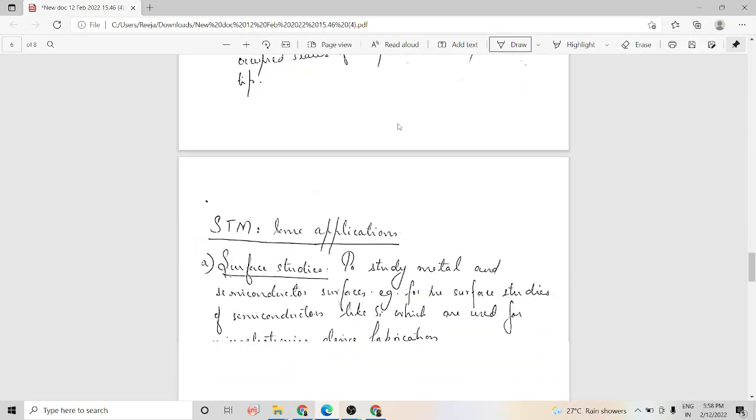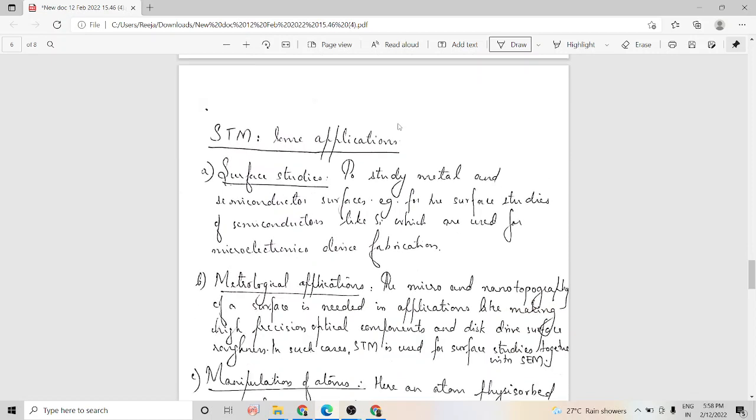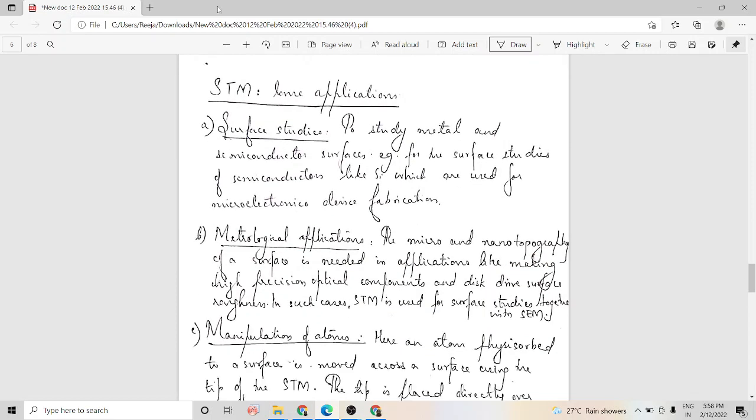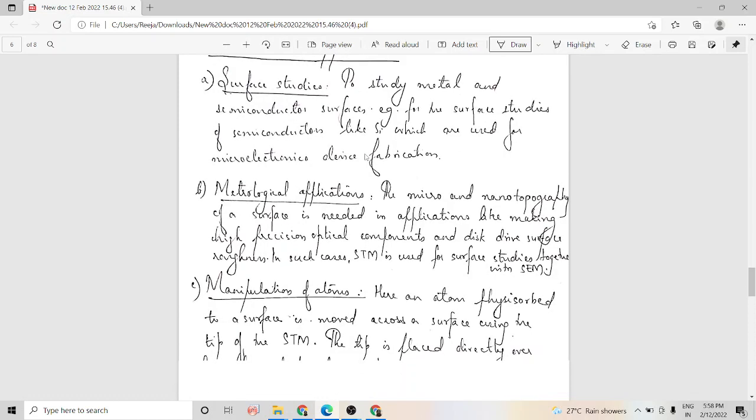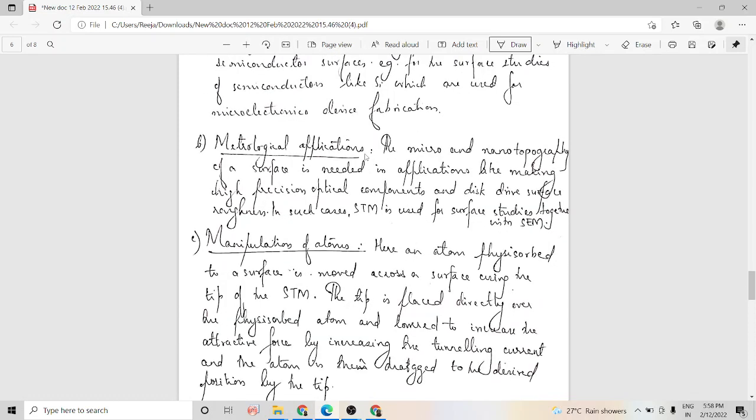Next, a few STM applications. STM is used for the one that we learned, that is surface studies, to study the metal and semiconductor surface topology. That is for the surface study of semiconductors like silicon, which are used for microelectronics device fabrication. Then it is used in metrological applications. That is, the micro and nano topography of a surface is needed in applications like making high precision optical components, disk drive surface roughness, etc.